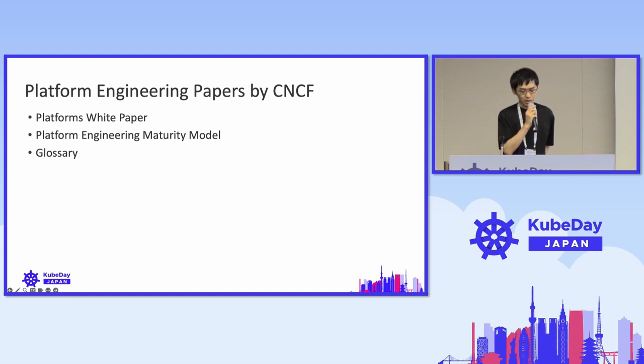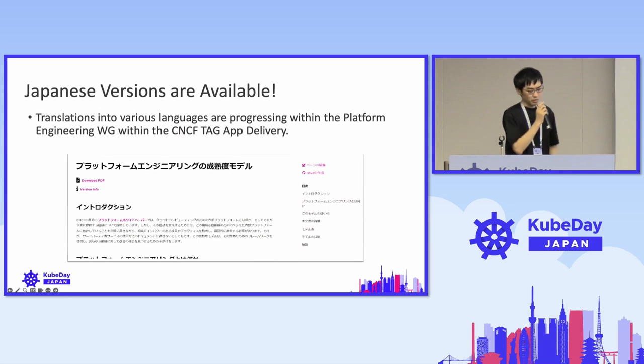They have published several papers on platform engineering, all of which are excellent resources for understanding it. These documents are created through the efforts of the fantastic people in the platform working group of CNCF TAG App Delivery. This session's main topic is the platform engineering maturity model, primarily created by the working group's chair. I want to express my gratitude for the creation of this outstanding document. Additionally, these papers are being translated into various languages. There are many Japanese speakers here, and I'm happy to inform you that these documents are now available in Japanese. Please take a look if you are interested.